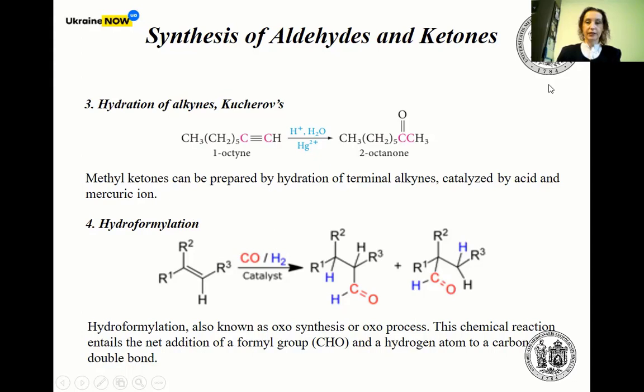Hydroformylation is an industrial process. Here the reagent is a mixture of gaseous CO and hydrogen. As a result, an aldehyde group appears in the molecule. This group can be called a formyl group. So that is the reason why the reaction is named hydroformylation.